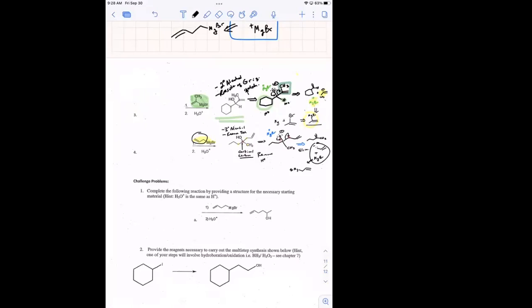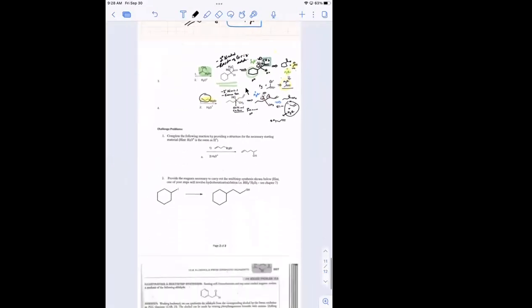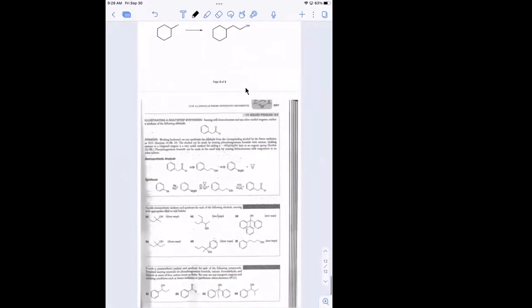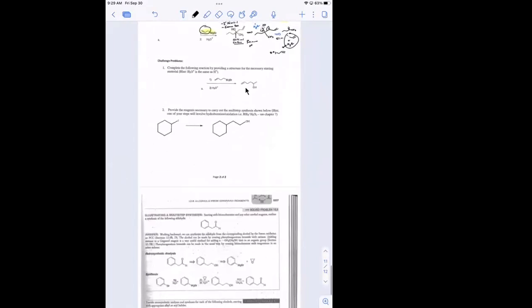Okay, let's do this question right here. This is a synthesis question, and we're going to do some more examples of retrosynthesis. We'll be done with this section, and on Monday we'll probably start the substitution section. That's a fairly long section, but I'm going to figure out a way to condense it. So let's do this problem right here.